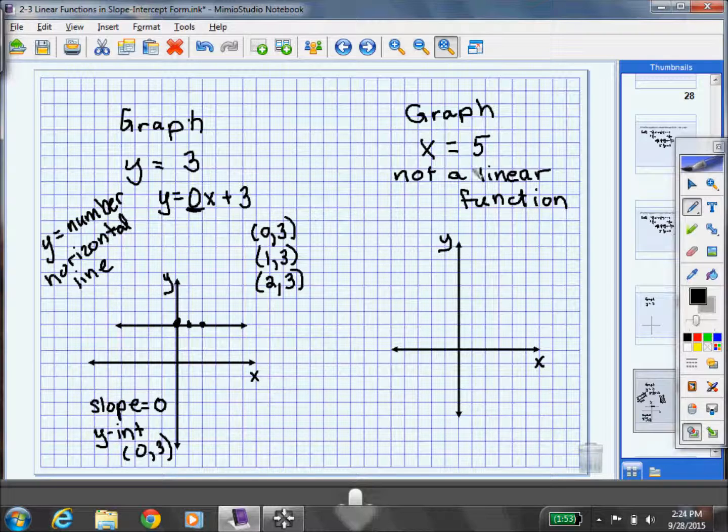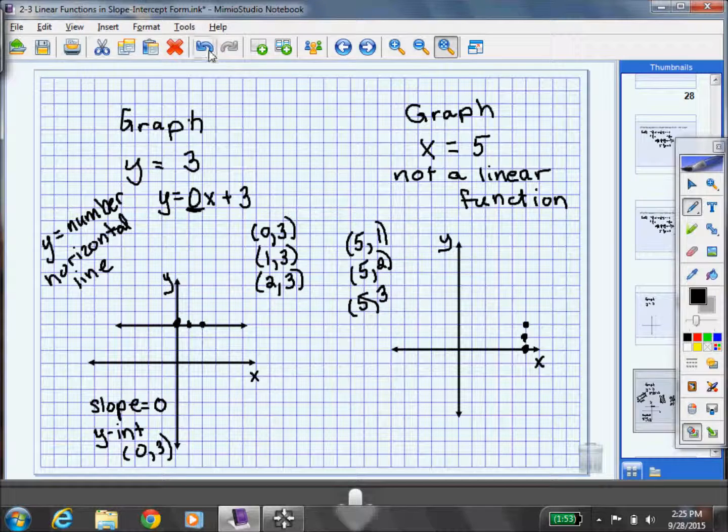Who remembers what happens for an x equals something? You'll get a vertical line. But let's show why. x equals 5. We go 1, 2, 3, 4, 5. It's going through that. But if we think of all the other points where x equals 5, we had 5, 0. We could also think of 5, 1, 5, 2, 5, 3, and on and on.